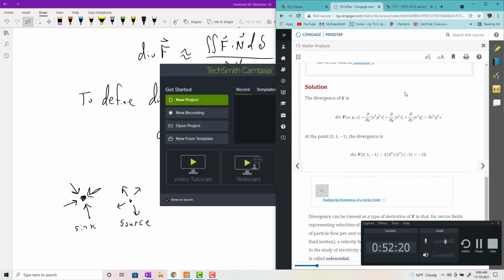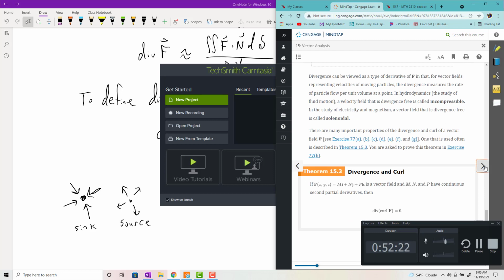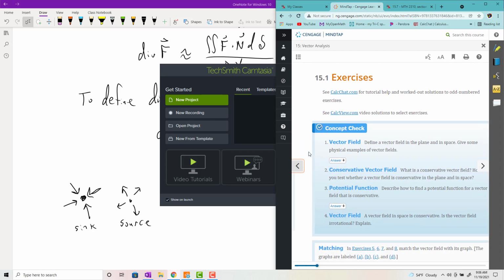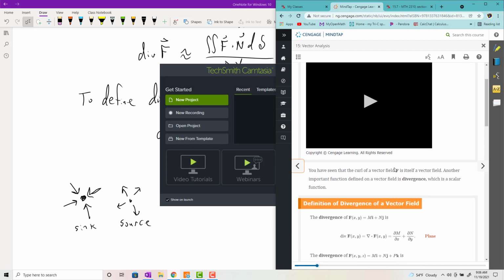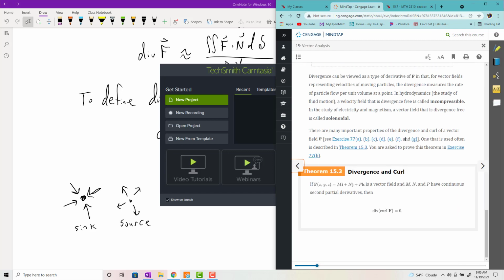Okay. Then I guess I'm going back to look at the book. I don't know why I'm looking at that, but there it is.